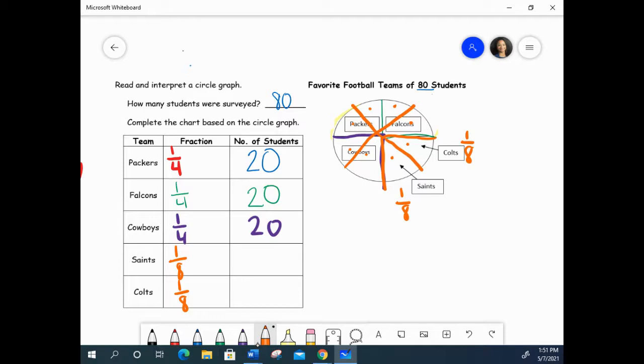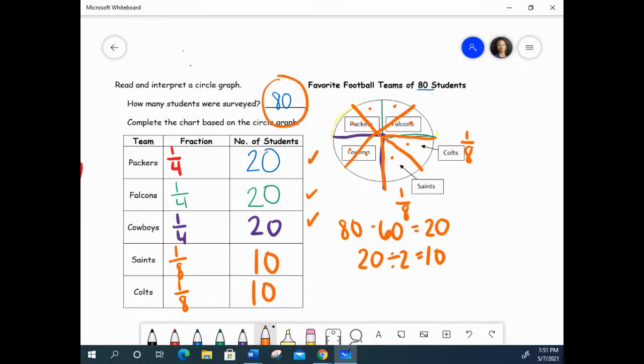We've already used up, let's see, 20, 40, 60 out of those 80. So if we take 80 and subtract the 60 that we've already used, we're only left with 20. Now that's not saying that the Saints get 20 and the Colts get 20. We still need to take that 20 and divide it in half so that we can split it evenly among the Saints and the Colts. So 20 divided by 2 gives us 10. The Saints have 10 and the Colts have 10. And we can always double check to make sure that we have our 80 students. So we have 20, 40, 60, 70, 80. So we know that we have entered in this information correctly.